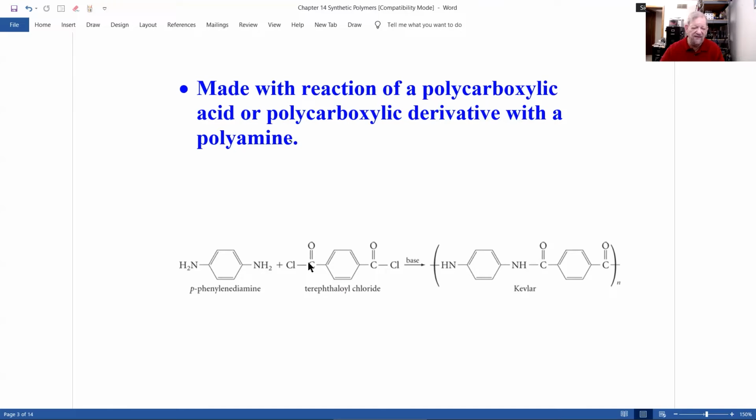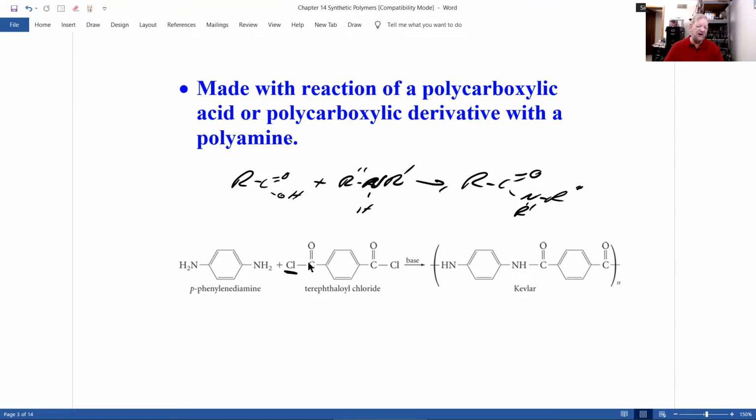And if you have a carboxylic acid plus an amine, they'll form an amide. Now here, when you put a chlorine on the carbonyl instead of a hydroxyl group, you make this much more reactive. And this is how you make nylon.